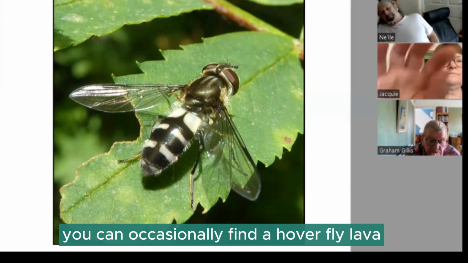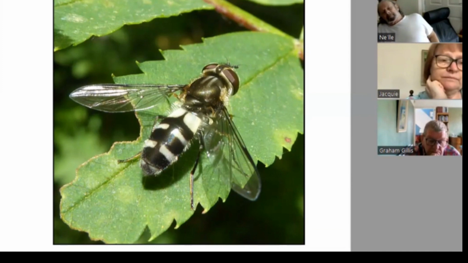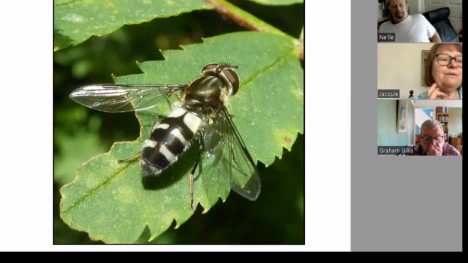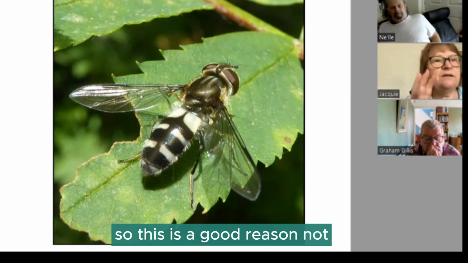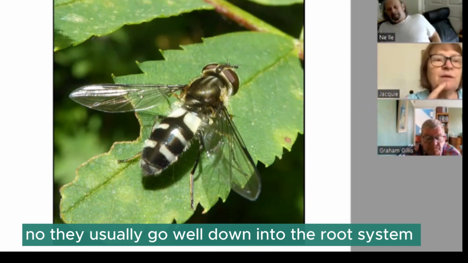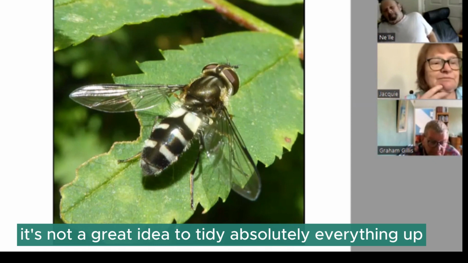Other ones will actually pupate before the start of the winter. There are some species which tunnel into plant roots and stems, and they will turn into pupae and overwinter as pupae. So this is a good reason not to prune your garden right back in the autumn. But they usually go well down into the root system of most plants. So it's not a great idea to tidy absolutely everything up. Good. There's an excuse not to do some work.